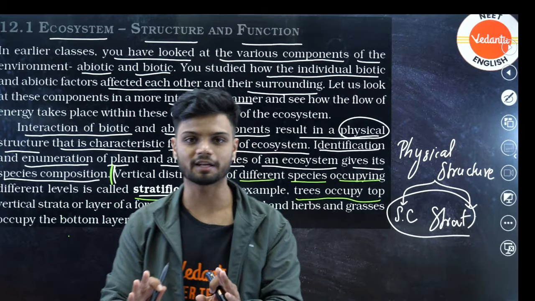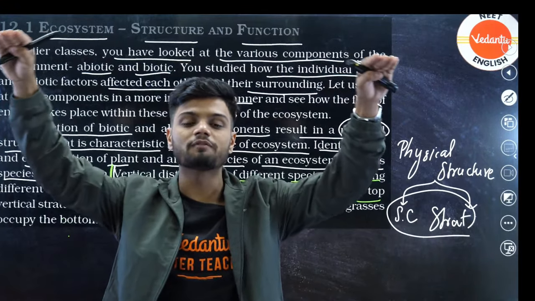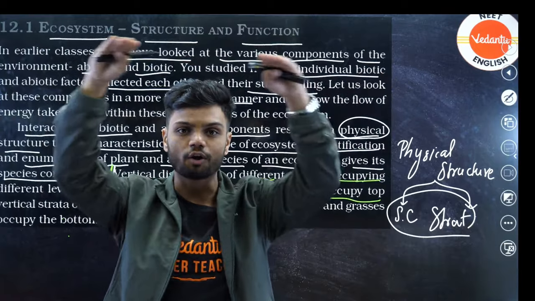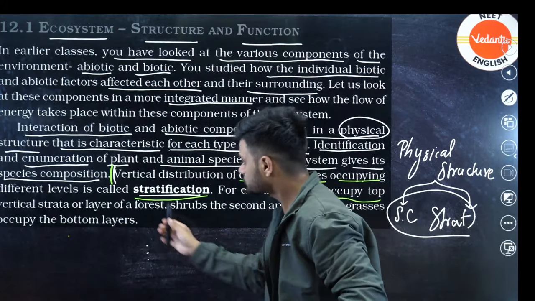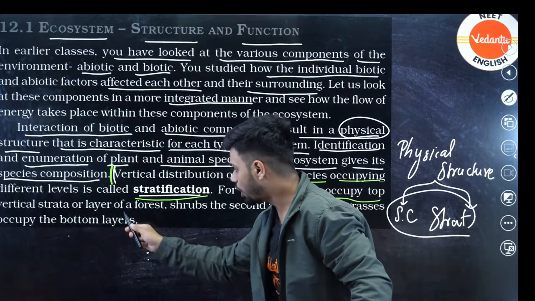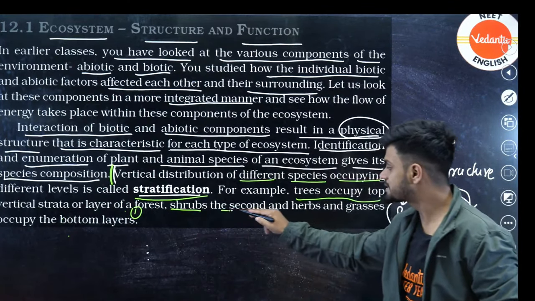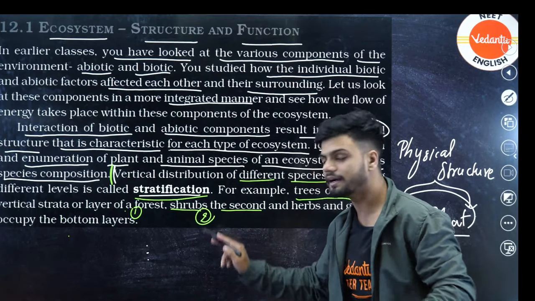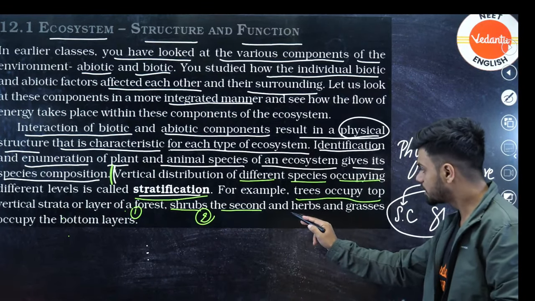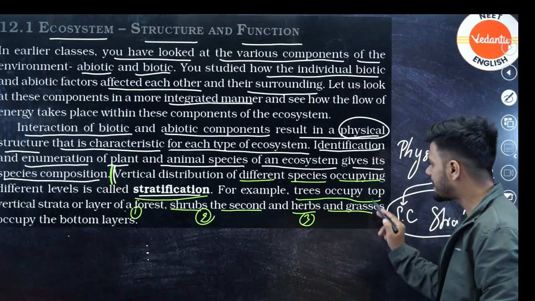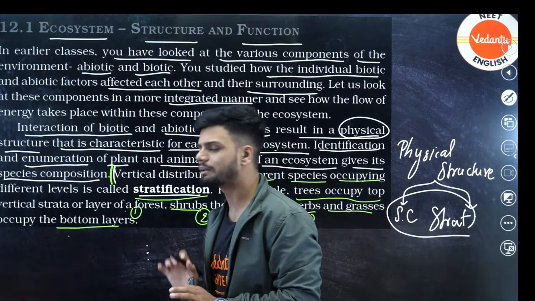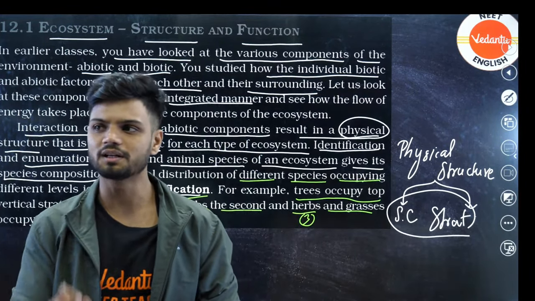For example, a tree occupies the top vertical stratum. We just learned the diagram. A tree will occupy the canopy, the top level, the top stratum or layer of a forest. First one here. The shrub will be on the second. You know the diagram. And the herb on the third, and grasses occupy the bottom layer.